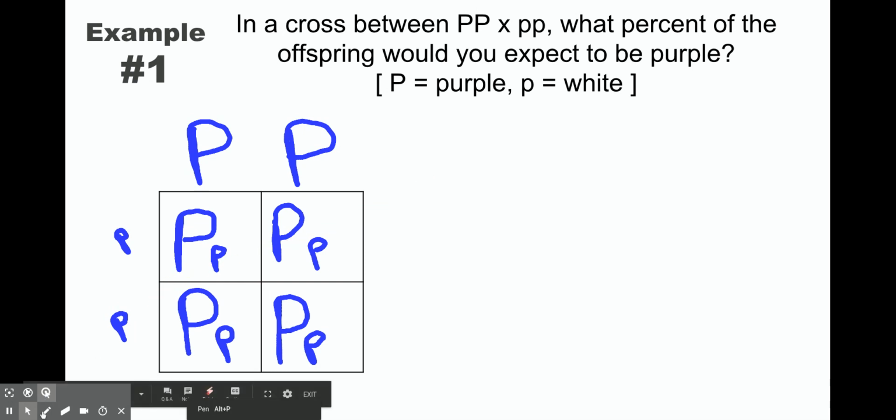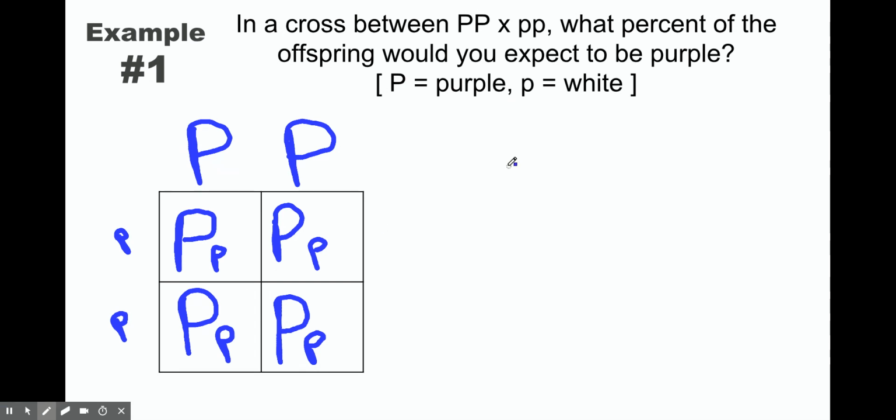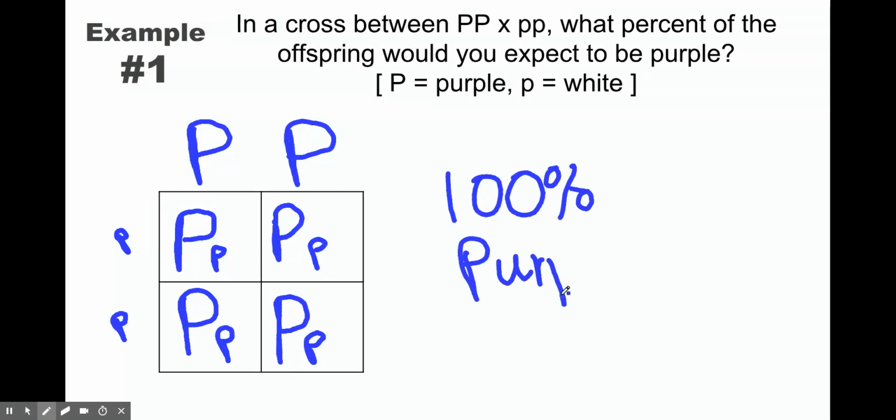So our answer then to this, and I want you to write this down also sort of off to the side, is because we were asked what percent of the offspring would be purple, we want to say 100% will be purple. Or 100% purple. All right? So let's clear that off, and we're going to go to the next slide.